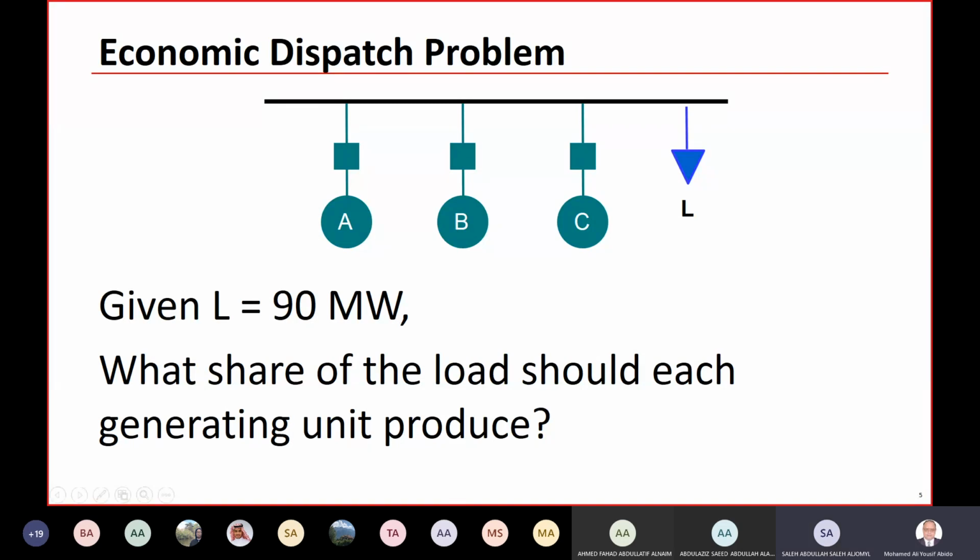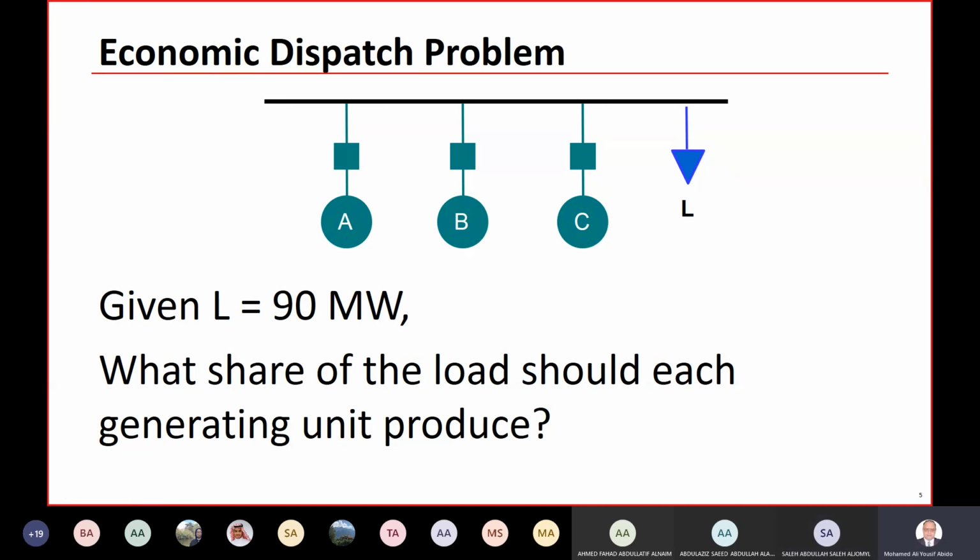So this is the problem. You have committed generators here, A, B, C, and you have load, and we need to distribute the load, to dispatch the load among the committed generators in order to minimize the generating cost. What would be the share? And if the load is 90 megawatt, what do you think the share of generator A, B, and C?